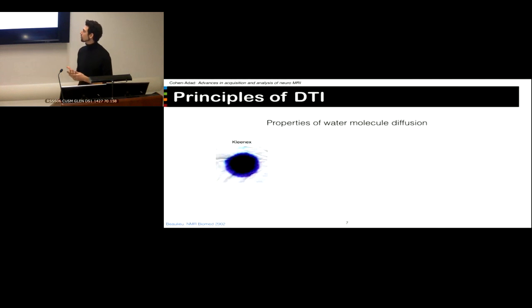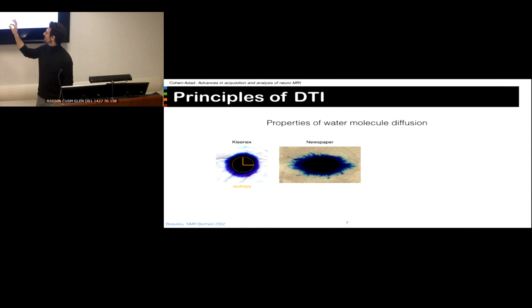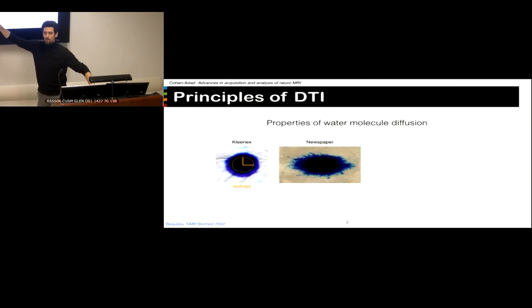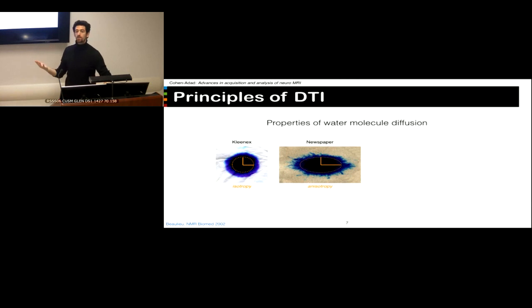It's based on the properties of water diffusion. Water molecules are always in constant motion due to Brownian motion, and if we drop some ink on a Kleenex, you'll see that at some point it will become a circle, and we call it an isotropic diffusion. Of course, my screen is kind of squeezed, so it looks more like an ellipse, but let's assume this is a circle. However, if you drop this ink on a newspaper, which has a fibrous structure, the water will tend to diffuse preferentially along the fibers of the paper, right? We call it an anisotropic diffusion.